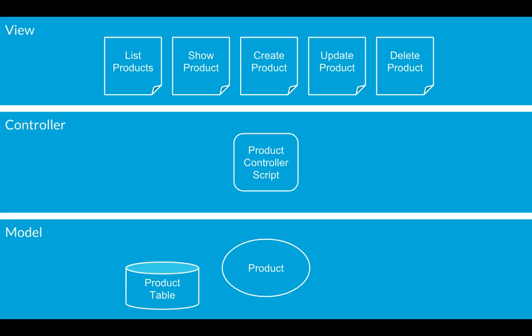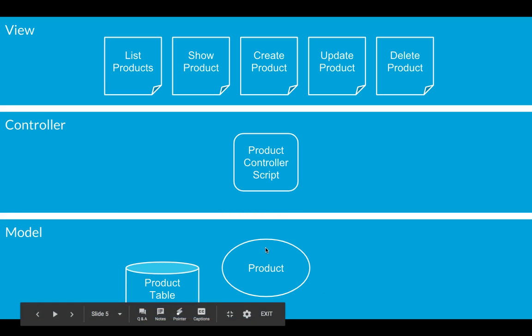So let me try to illustrate this. Think, for example, about an online shop application. So in an online shop application, we're going to have a product. That product is going to need a table in the database called the product table.